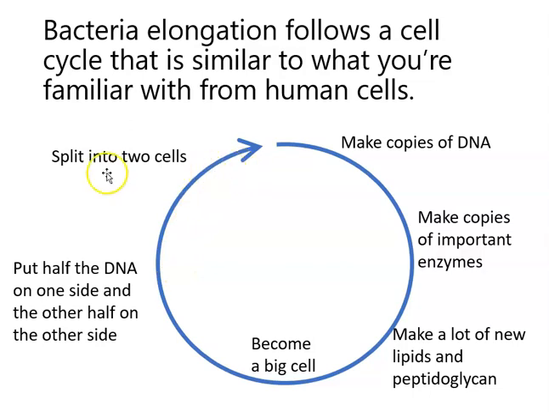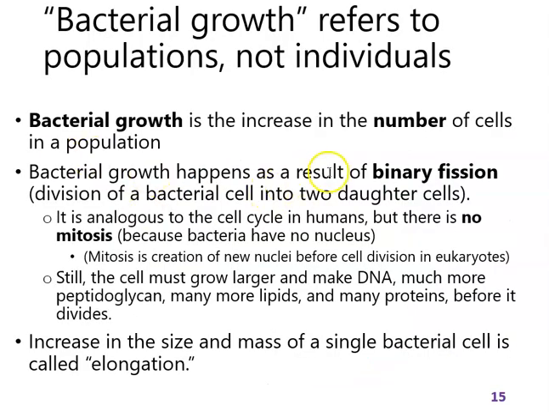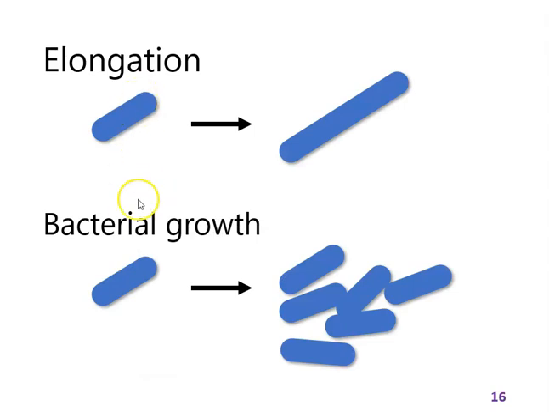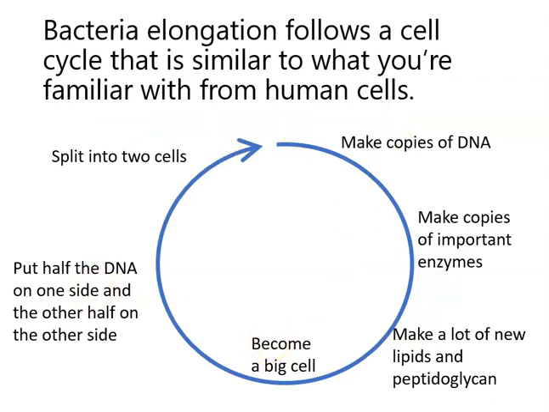That splitting into two cells is called binary fission. Fission means breaking, and binary means two parts, something like that. So binary fission is breaking into two parts. So keep this in your mind. Bacterial growth is a phrase we use a lot, and it means the population of cells getting bigger. So the number of cells gets bigger. That's bacterial growth. So the cell cycle, so to speak.